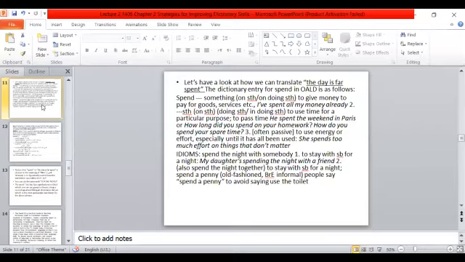Idioms with the verb spend. Spend the night with somebody, to stay with somebody for a night. My daughter is spending the night with a friend. Number 2, also spend the night together, to stay with somebody for a night. Spend a penny means يروح بيت الراحة. This is an idiomatic usage, meaning to avoid saying use the toilet.